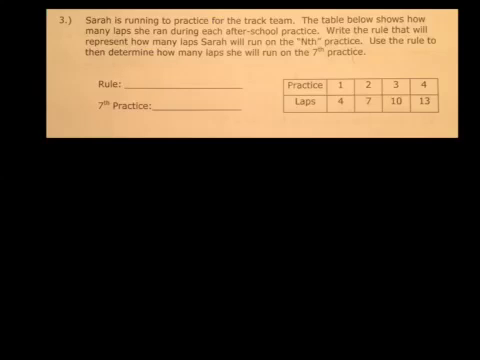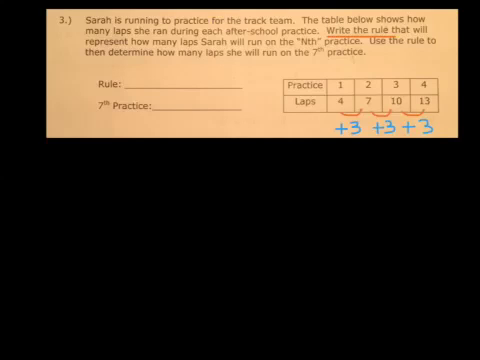Question number 3. Sarah's running to practice for a track team. The table below shows how many laps she ran during each after-school practice. Write the rule that will represent how many laps Sarah will run on the nth day. So the first thing we need to do is write the rule. Well, if you forgot how to do sequences, the first thing we started looking at was how much the laps are changing every time. If I go from 4 to 7, you should notice those are increasing by 3 every time.